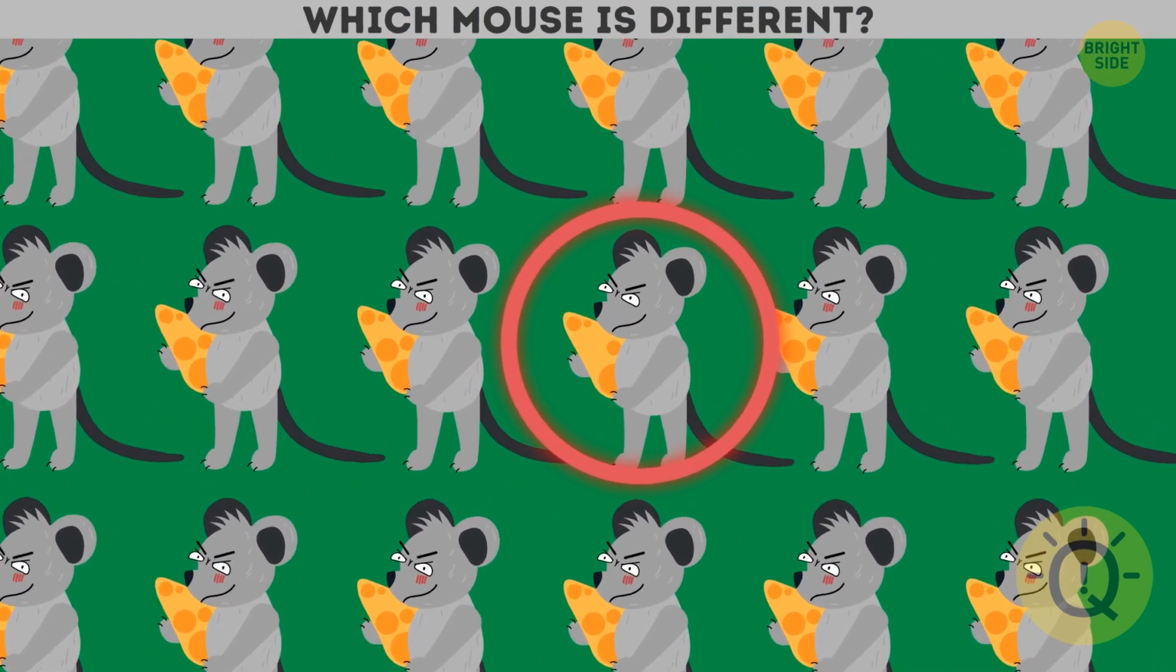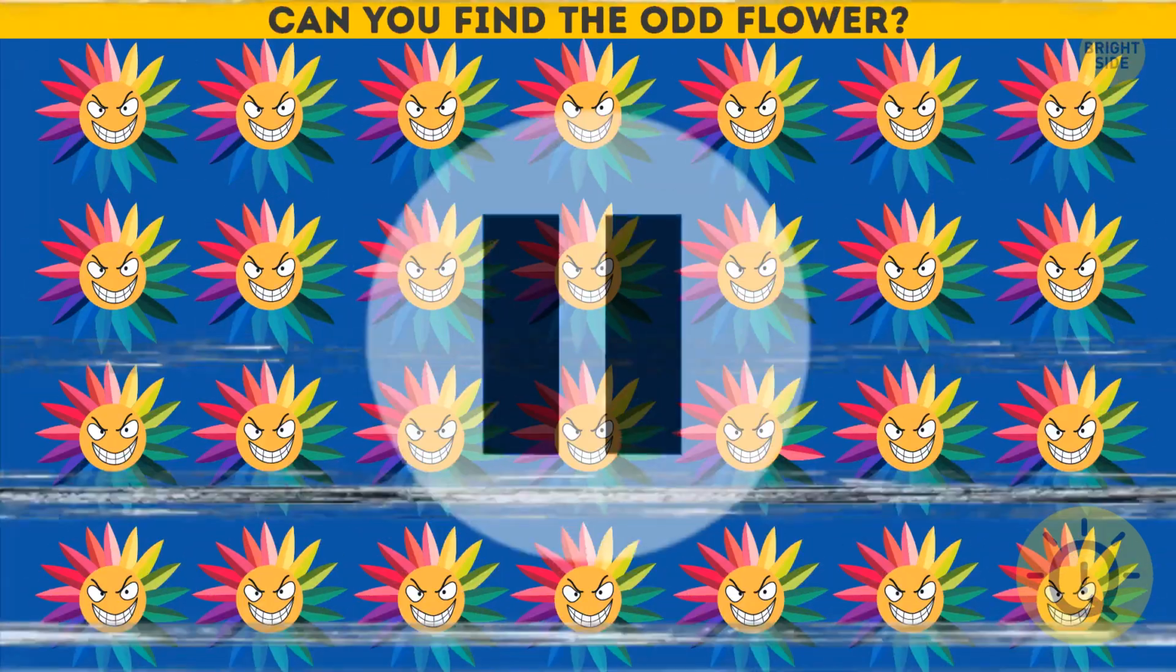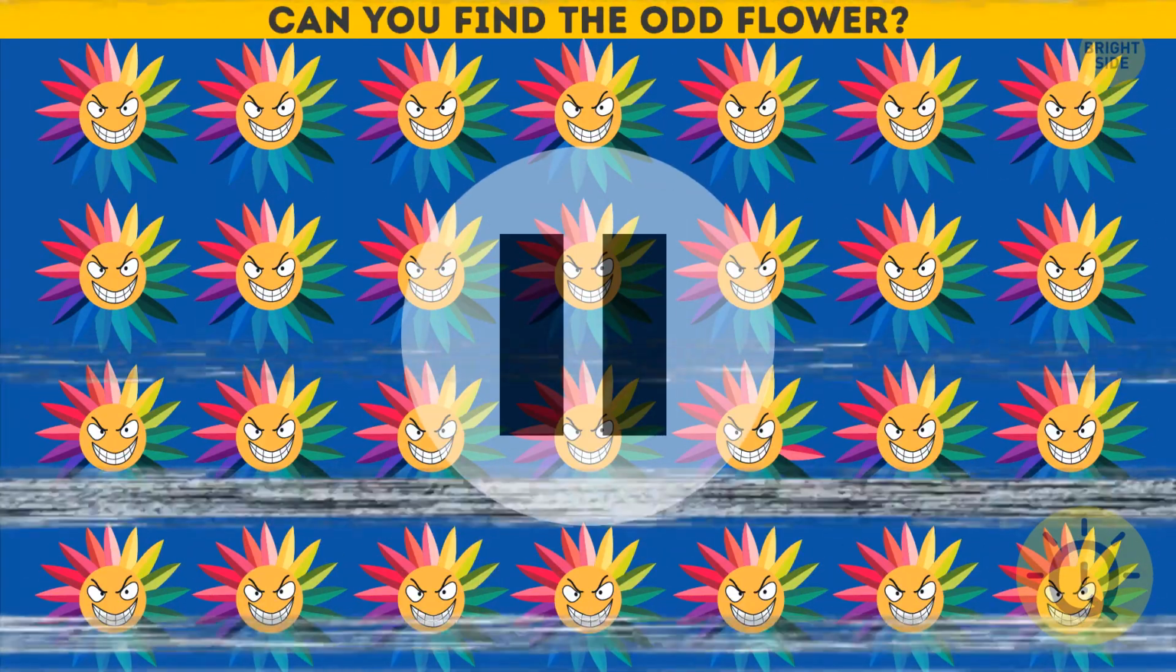Oh-ho! It's getting more and more difficult. Number 37. Can you find the odd flower? If you need more time, you can pause the video. I won't count it as cheating.